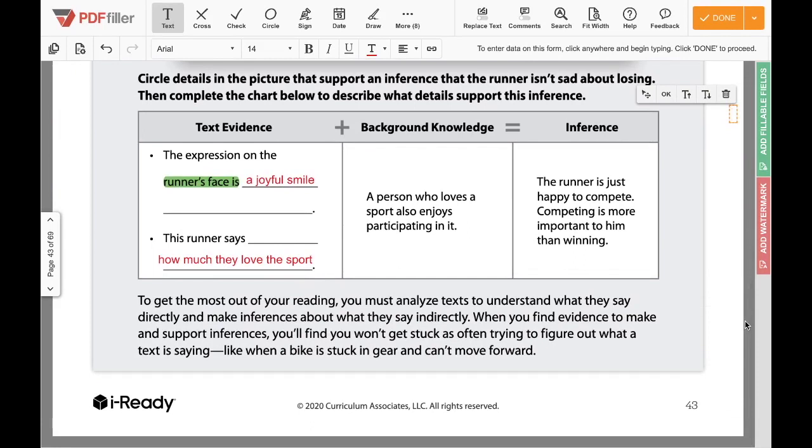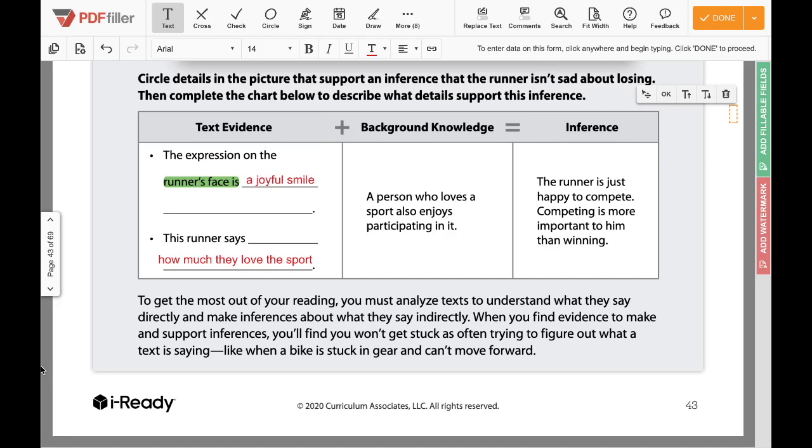So at the bottom, it says to get the most out of your reading, you must analyze text to understand what they say directly and make inferences about what they say indirectly. So the smile and what the runner was saying are examples of the more indirect things that we need to make inferences about. When you find evidence to make and support inferences, you'll find you won't get stuck as often trying to figure out what the text is saying, like when a bike is stuck in gear and can't move forward.